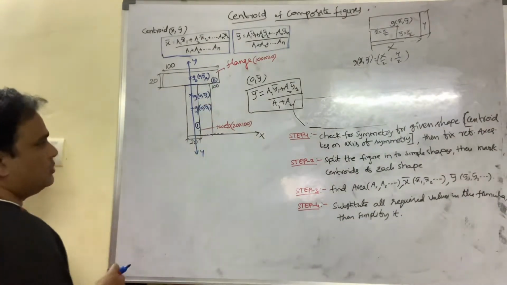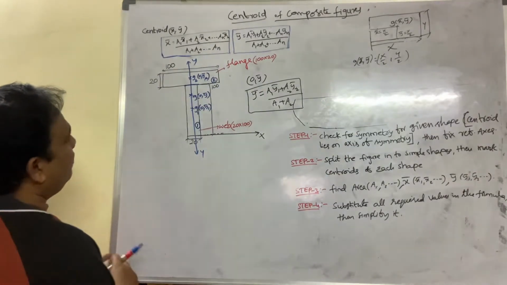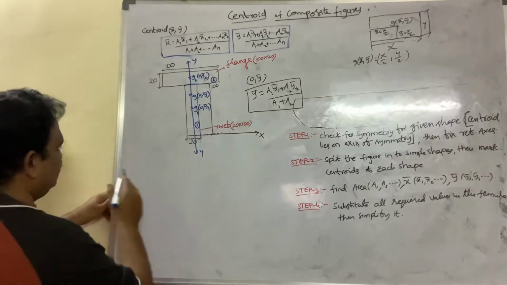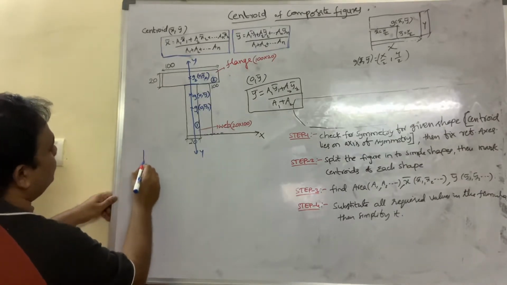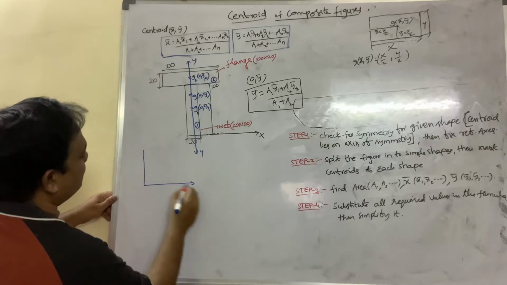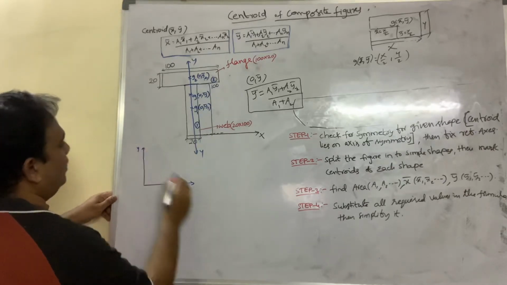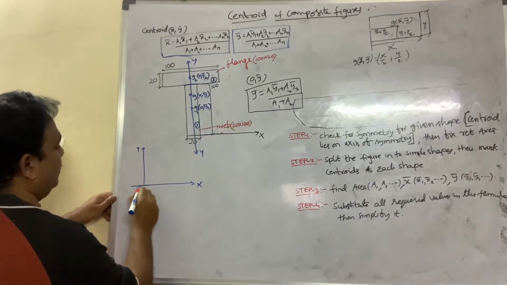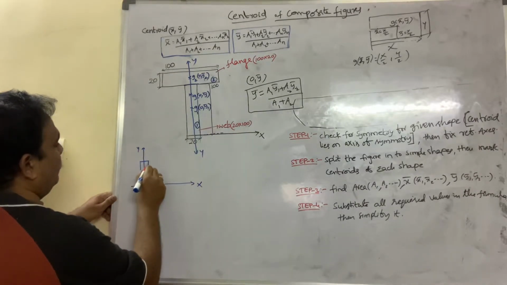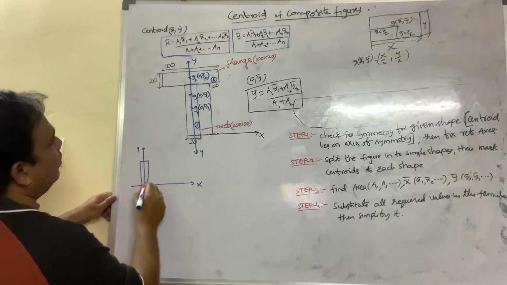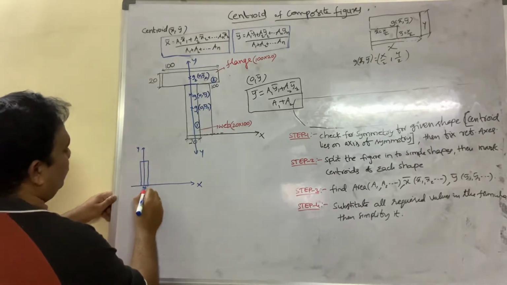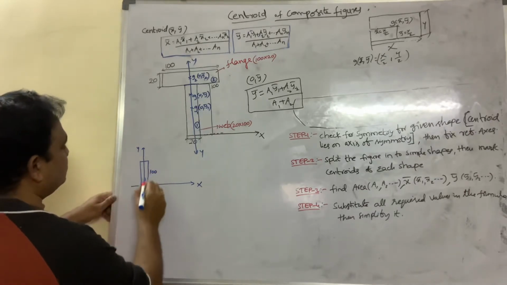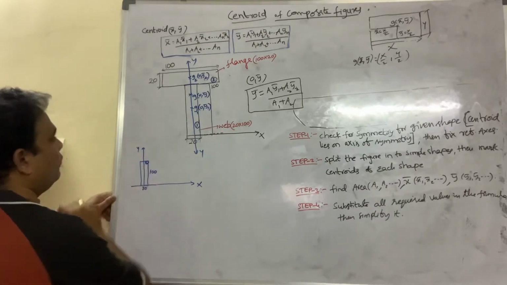So here let us draw the shapes individually with the reference axis. Let us say this is the y-axis and this is the x-axis. And what about the location of the first figure? This is rectangle one, the first shape, with a horizontal distance 20 and vertical distance 100.